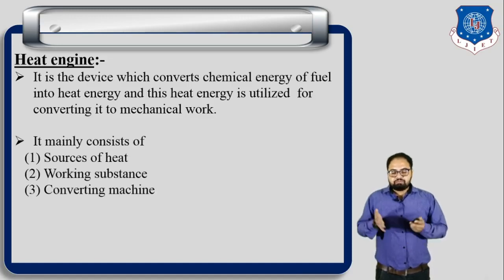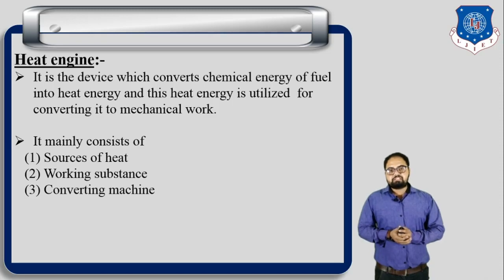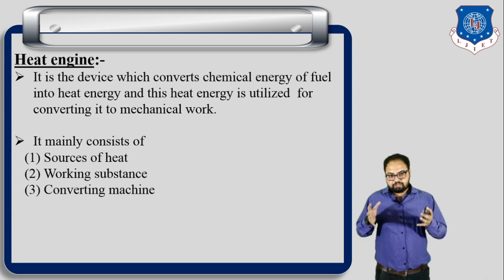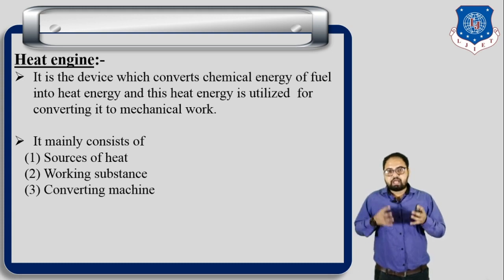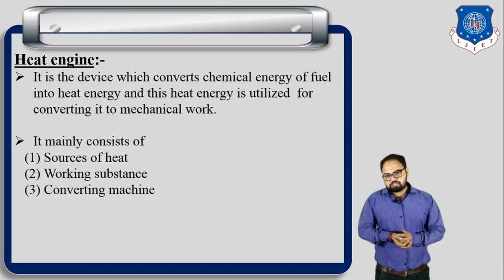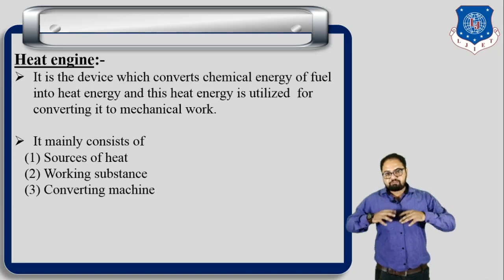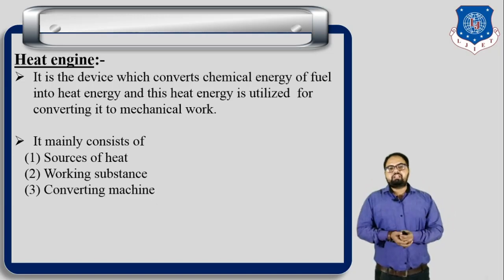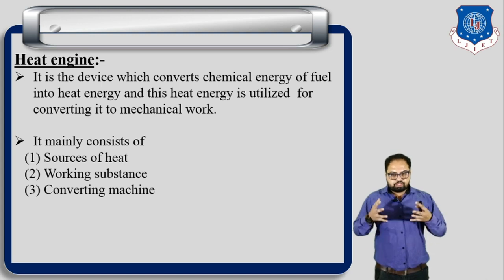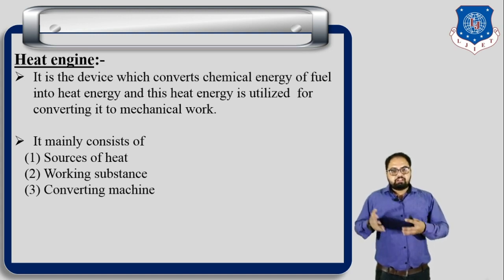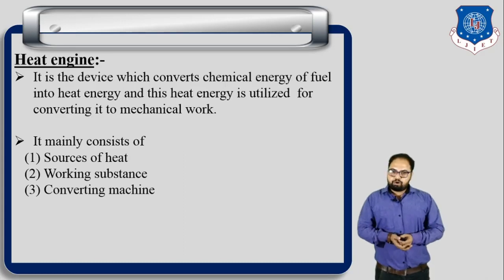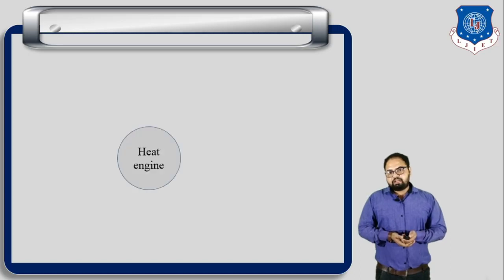Heat engine mainly consists of three elements. First, the source of heat, meaning the heat source from which heat energy is utilized. The second is the working substance, meaning the substance used to transfer the heat from one place to another place. And the third is the converting machine, which converts the heat energy into mechanical work. These three elements we can see on the display.